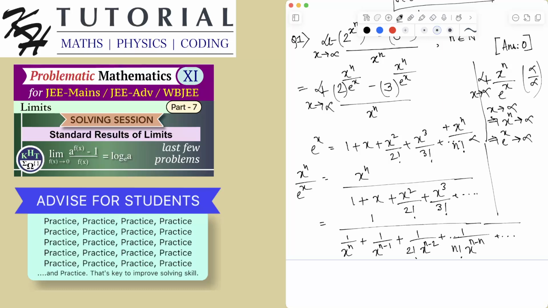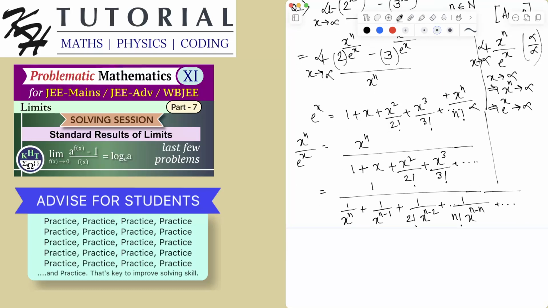Now as x is tending to infinity, all these terms will be tending to 0. So we will have something like, limit x tending to infinity, x to the power n divided by e to the power x, it will be something like these are all tending to 0, somewhere there will be 1 by n factorial, and then infinity, infinity, infinity.